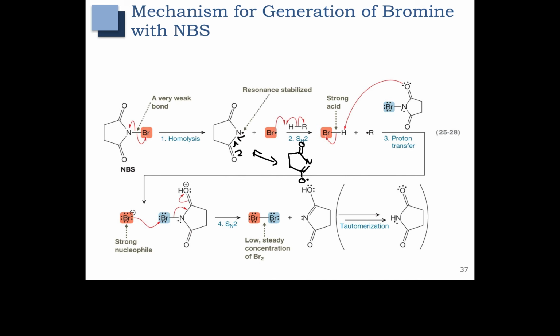If you get too much Br2, then you will react with the alkene. If you remember from way back when, addition of Br2 to an alkene gives you two bromines with anti-addition. Hopefully that sounds vaguely familiar. The important part here is formation of the bromine radical. So let's see how that reacts in our next step.